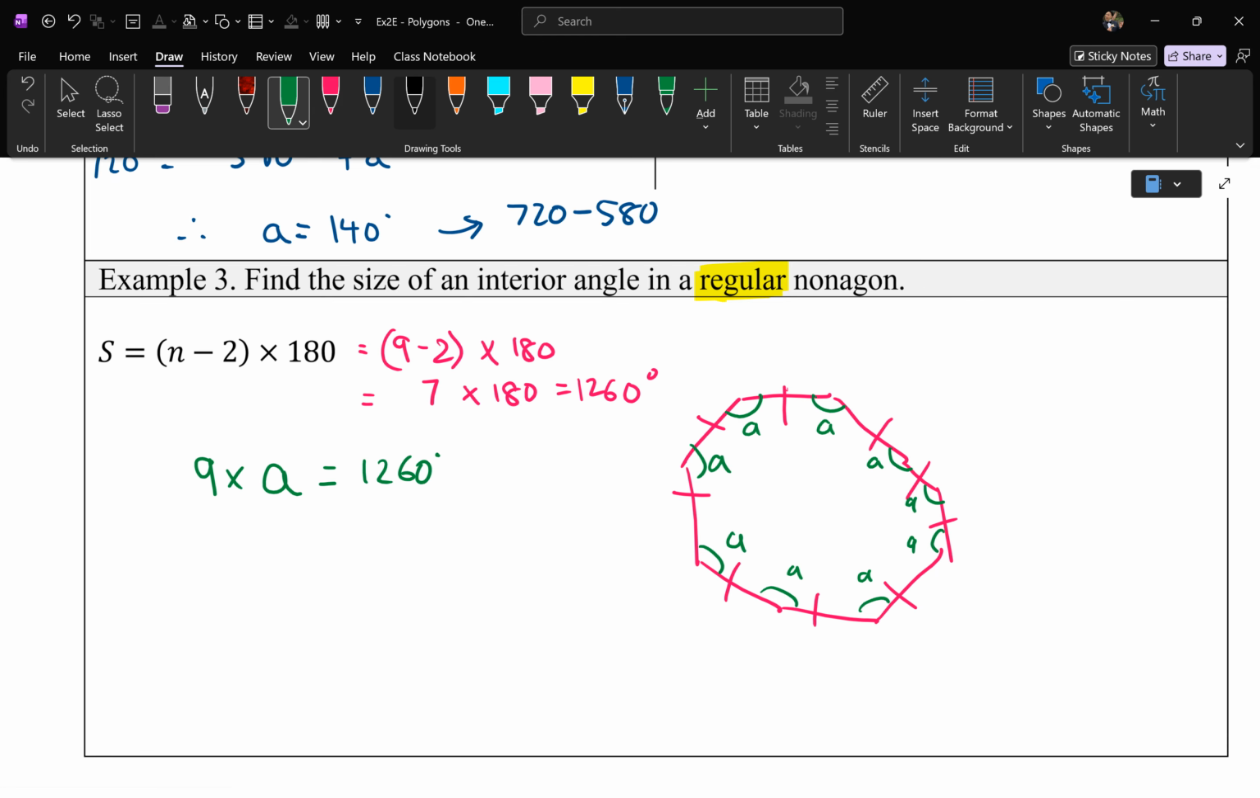1,260. Now remember, what's the question asking? They're saying find the size of an interior angle. An means one. An interior angle. So they want to know, what is A equal to? So I don't want to know the sum of all 9. I just want to know one of them. So how do I figure it out?